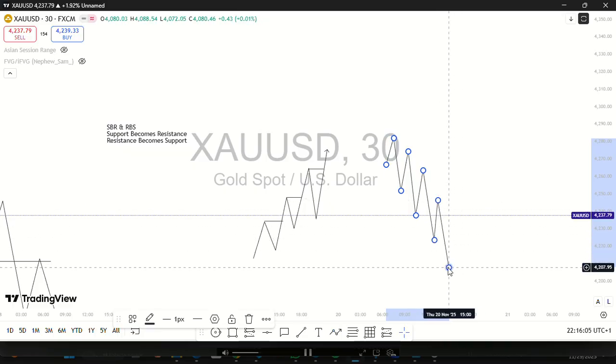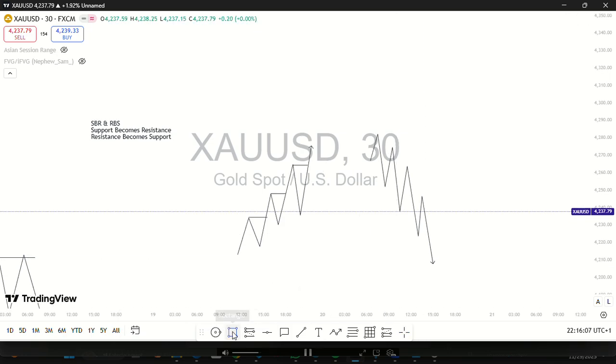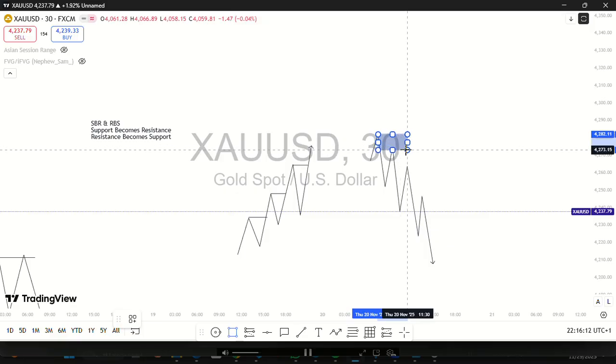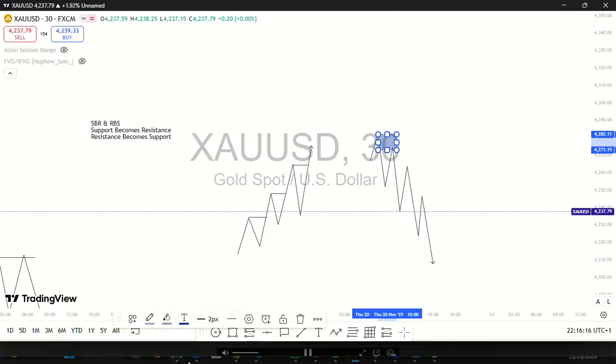So now the normal thing that we have for bearish markets is, if we're using smart money concepts, we say okay, this is a demand.